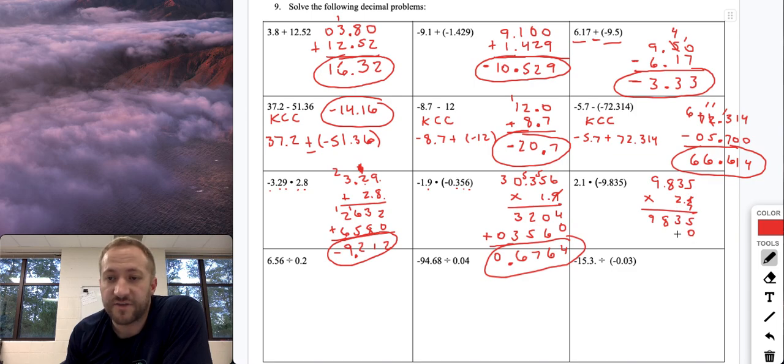2 times 5 gives me 10. Carry the 1. 2 times 3 gives me 6 plus 1 is 7. 2 times 8 gives me 16. Carry the 1. 2 times 9 is 18 plus 1 is 19. Now I'll add these up. 5, 3, 15. Carry the 1. 16. Carry the 1.